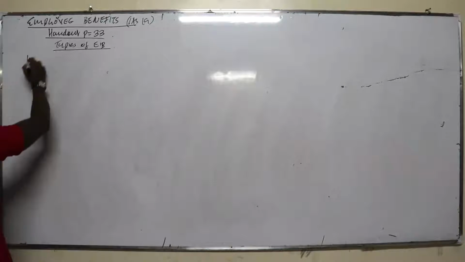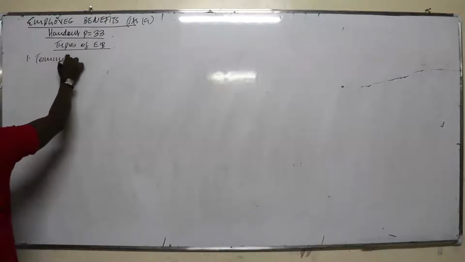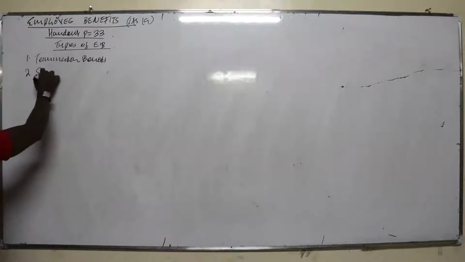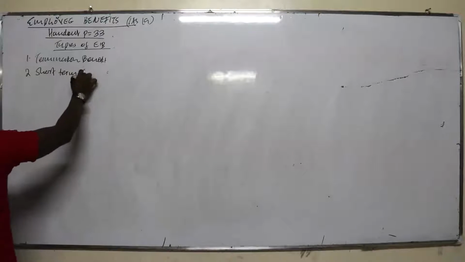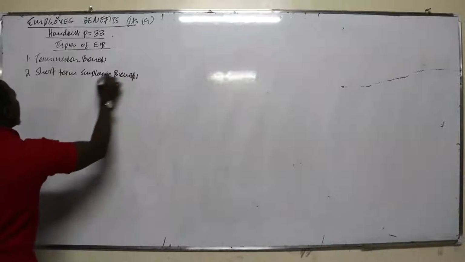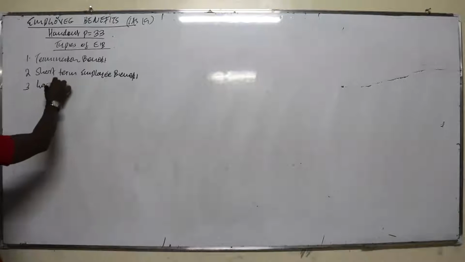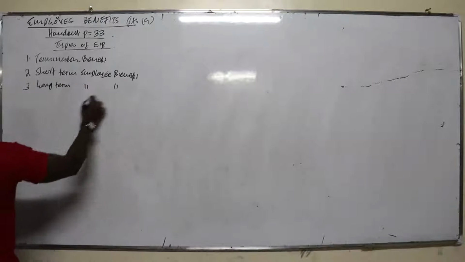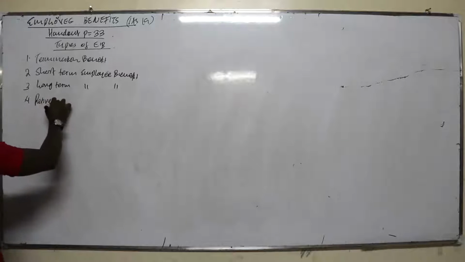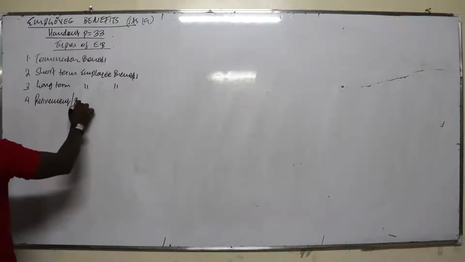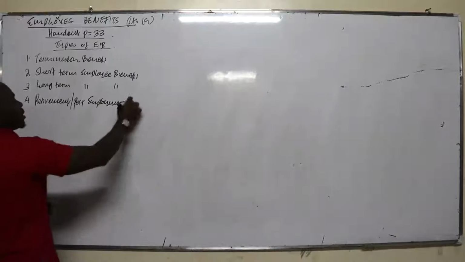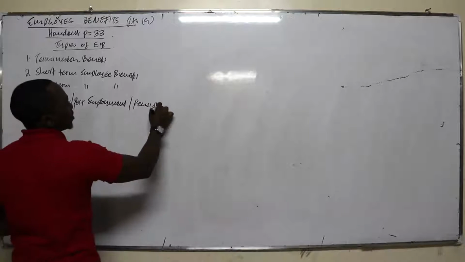Number one, we have termination benefits. Number two, we also have short-term employee benefits. Number three, we have long-term employee benefits. And number four, we have what we call retirement or post-employment benefits, which are also the pensions.